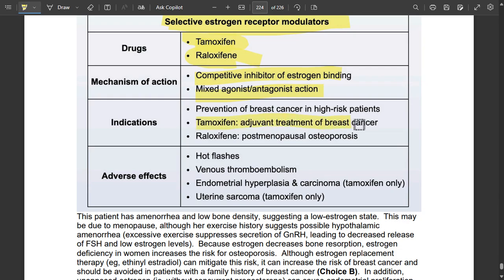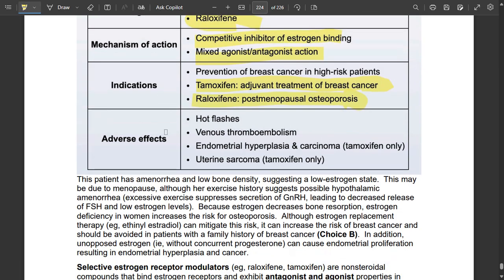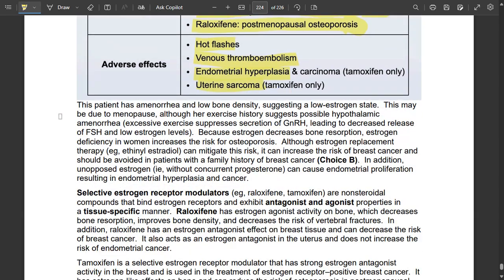Tamoxifen is used as adjuvant treatment of breast cancer, while raloxifene is used for postmenopausal osteoporosis. More action occurs in the bones than in breast cancer. So for bone osteoporosis, hot flashes are the adverse effect. Venous thromboembolism, endometrial cancers, and uterine sarcoma can also occur.